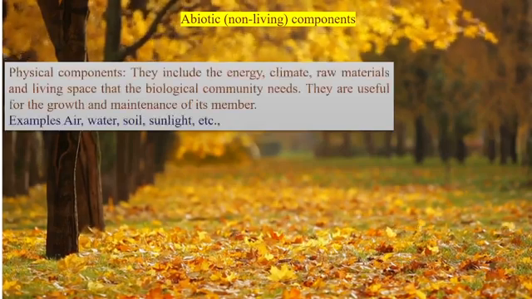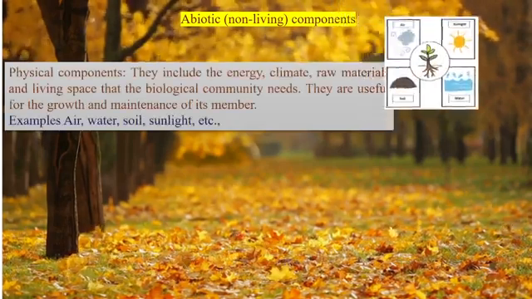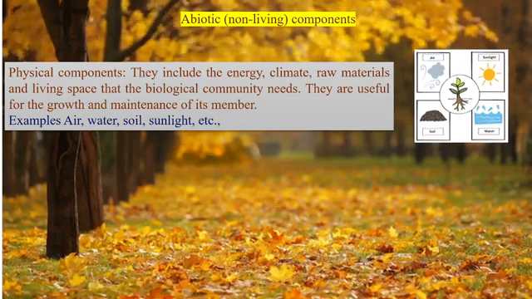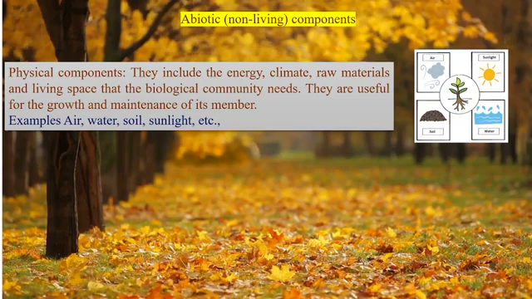What is meant by physical components? The physical components include the energy, climate, raw materials and living space that the biological community needs. They are useful for the growth and maintenance of its members. For example, air, water, soil, sunlight, etc.